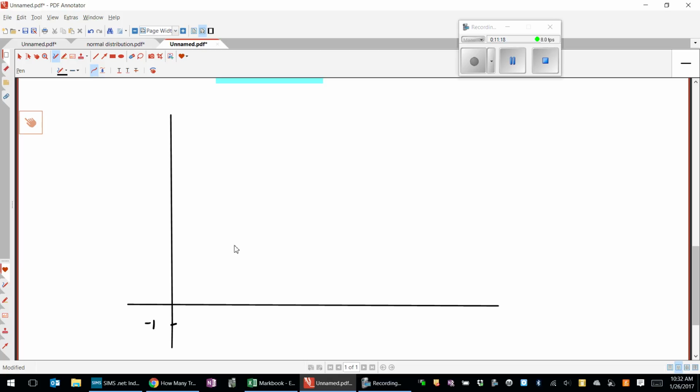Yeah. 2x minus 1, and go up. So across 1, up 2. So that would actually be at 1. So I'd have a point. I only need those two, so I'm just going to draw my line like that.